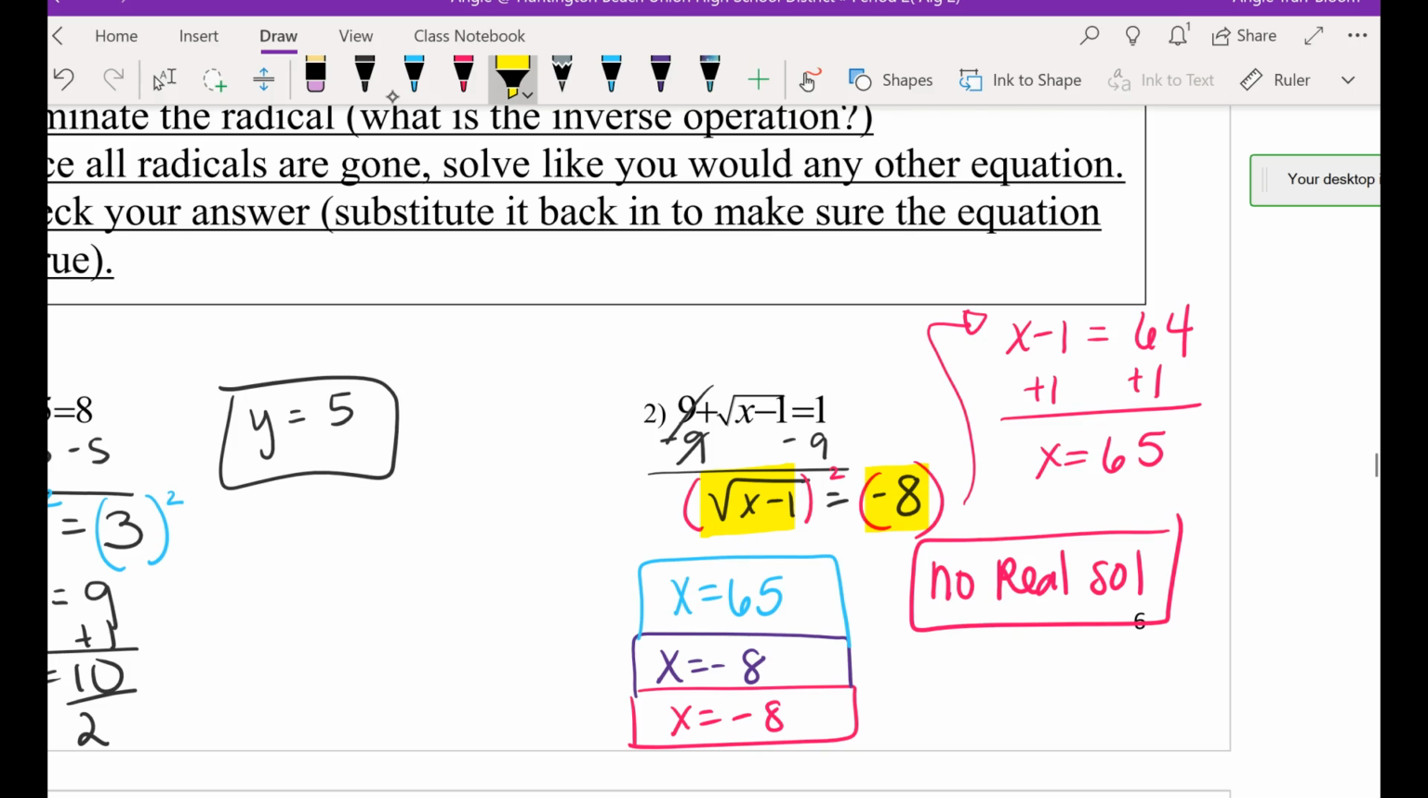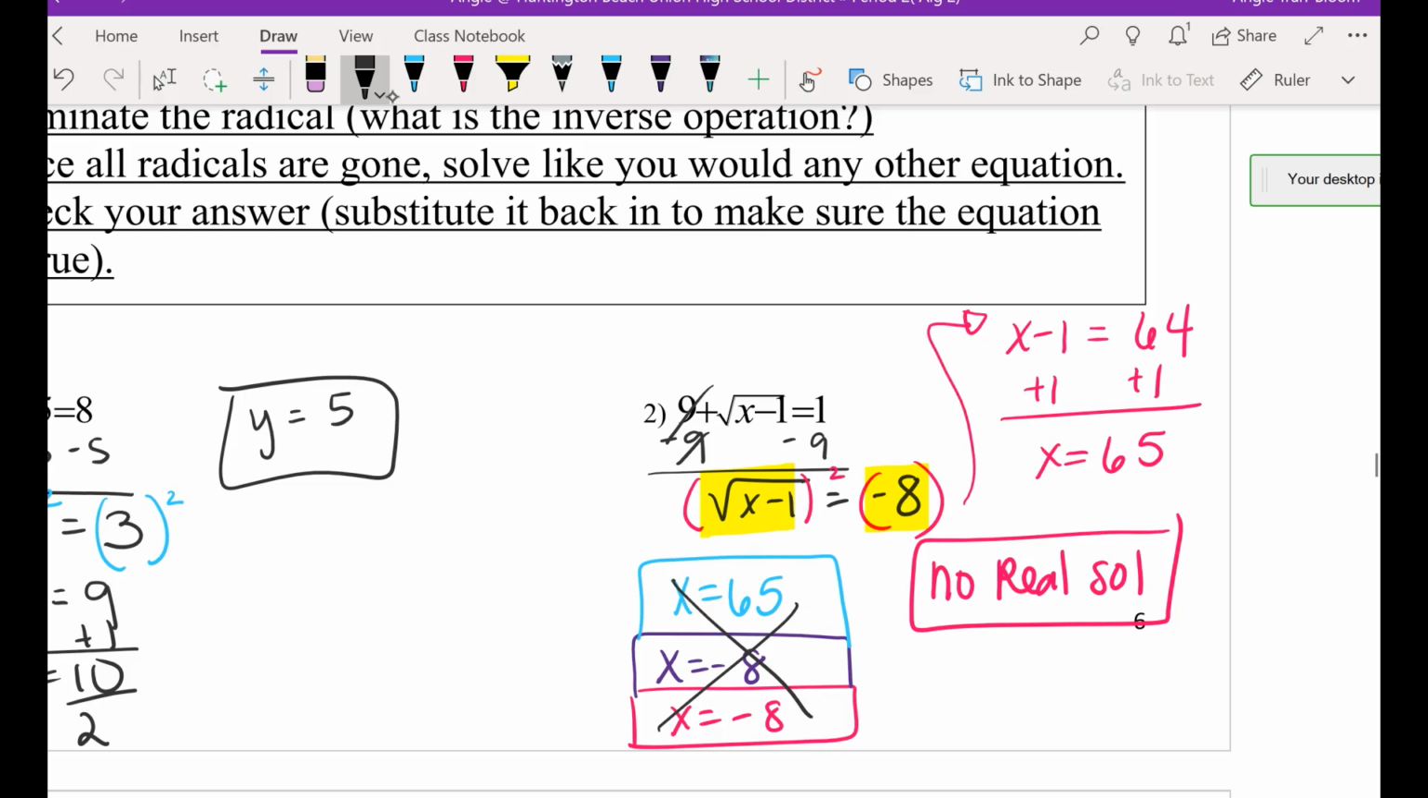65 minus 1, that's 64. Square root of 64 is? 8. 8 plus 9 is? Not 1. I don't care what it is, not 1. So the final answer is you cannot have a real solution. Do not box up anything except no real solutions.